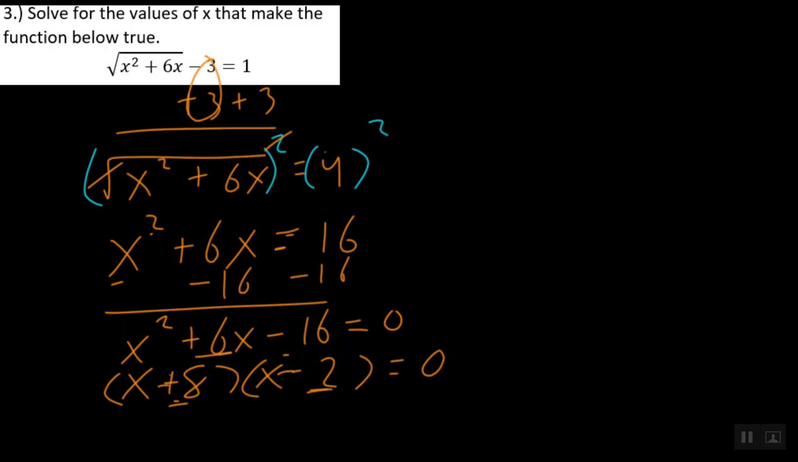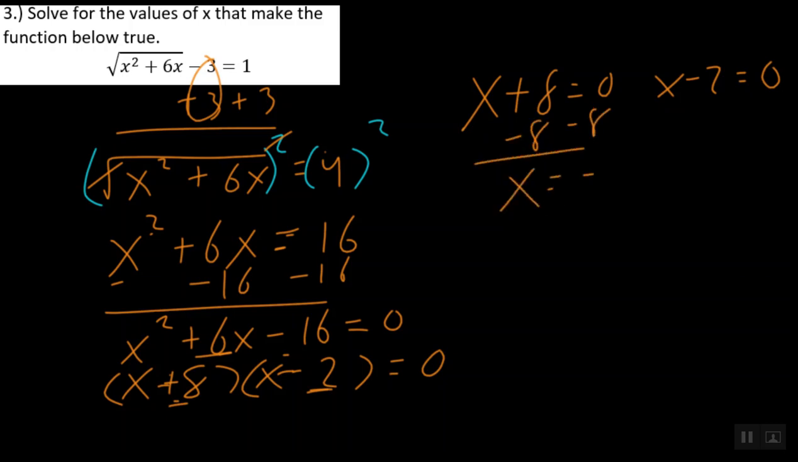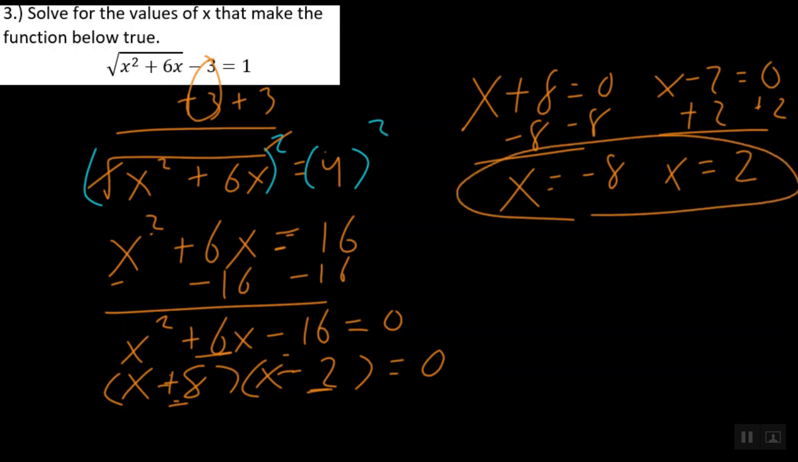And of course, from here, we just set both of these equal to 0. We can write x plus 8 equals 0, and x minus 2 equals 0. Of course, how do you get rid of the plus 8? Minus 8 minus 8, x equals negative 8. And how do you get rid of the minus 2? Plus 2, and of course x equals 2. And here are my two solutions.